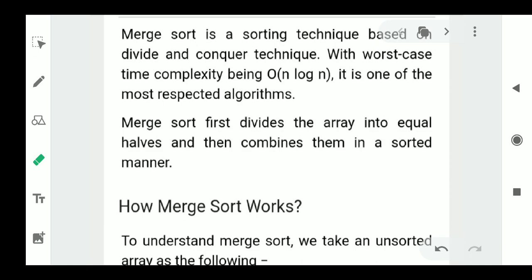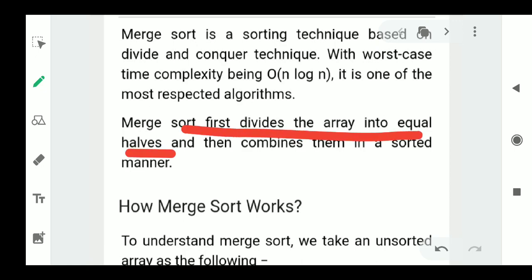We will understand what this is. Here we have mentioned the worst case complexity of this technique. We will understand later what worst case complexity is. Here, merge sort initially first divides the list of elements into equal halves.